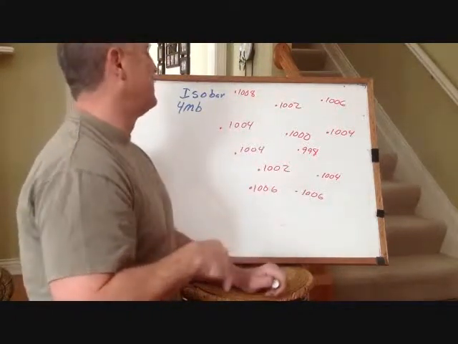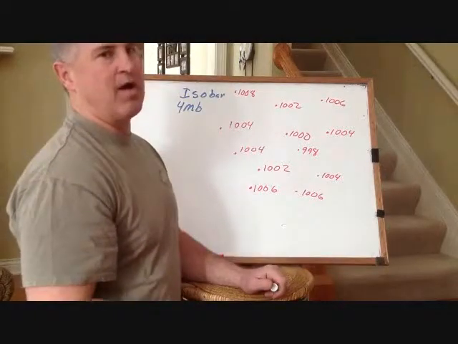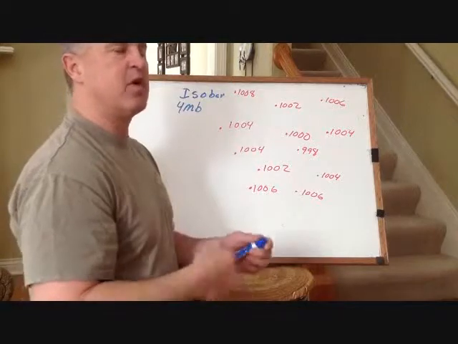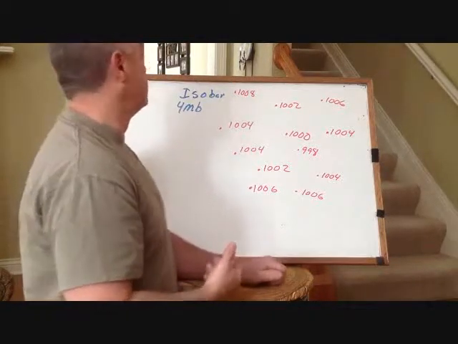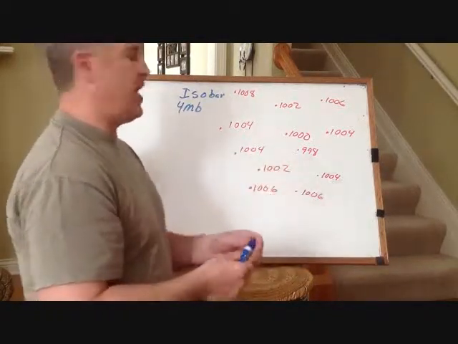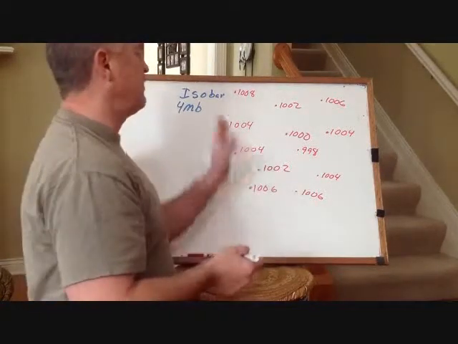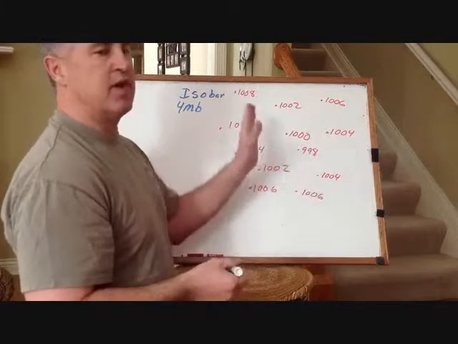988, that type of thing. So how do you plot an isobar? Not every station is going to be recorded as a multiple of 4 millibars. So in this exercise, we're going to plot a 1,004 millibar isobar. And everything's already been adjusted, so you're not moving any decimal points.